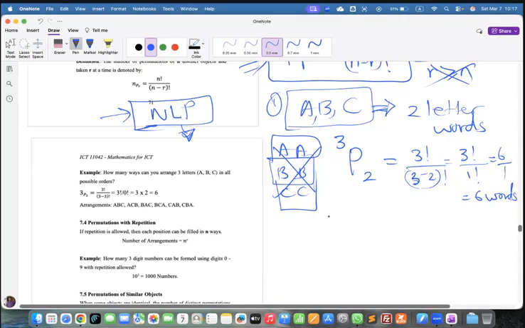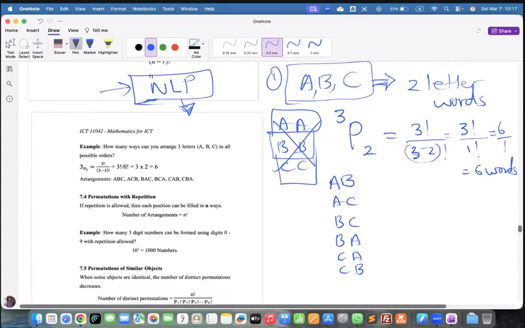So what are the 6 words? I will write all 6 words. Check now. AB, AC, then BC, BA, CA, CB. These are all the possible words. In the first position I am giving A, now the first position giving B, now the first position giving C.